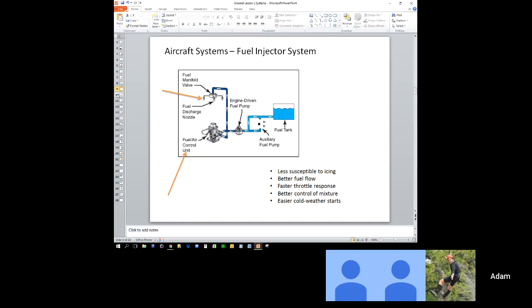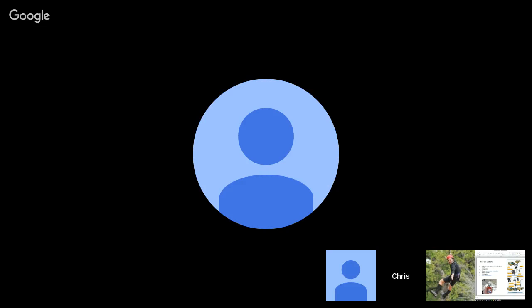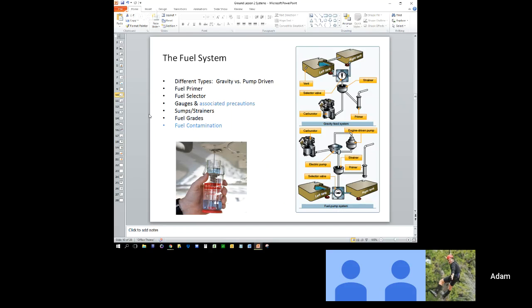All right. That's induction systems. I want to talk a little bit more about fuel systems, but any questions on carburetors or fuel injectors? We're more likely to fly a fuel injected system, correct? Oh yeah, most airplanes you're going to fly these days will be fuel injected. If you fly a carbureted engine, it was probably built before 1985 and just hasn't been retrofitted.